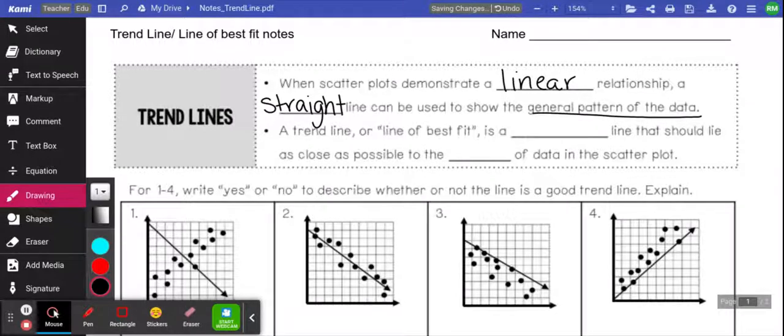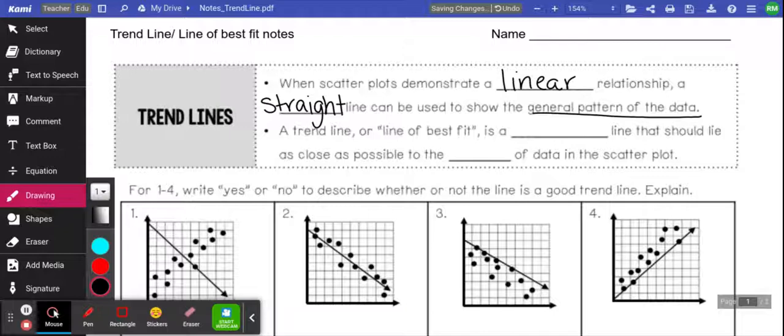Yes. So will a linear relationship be like monkey's weight compared to bananas eaten? Yes. You think that would be positive or negative? Positive.